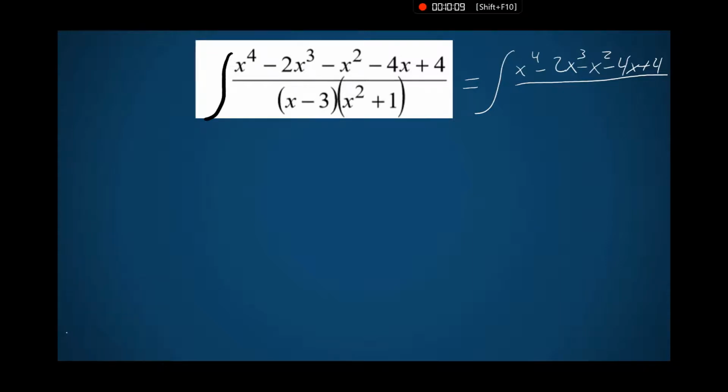So, what is our denominator? If we distribute: x cubed minus 3x squared plus x minus 3. Okay, and now I'm going to divide this out.